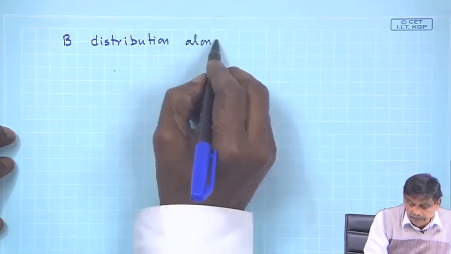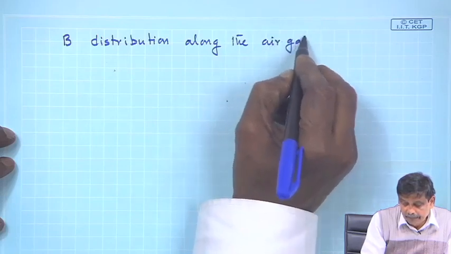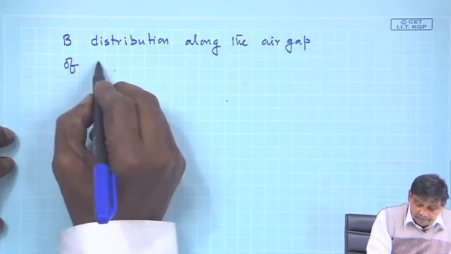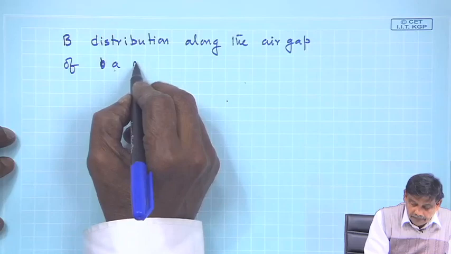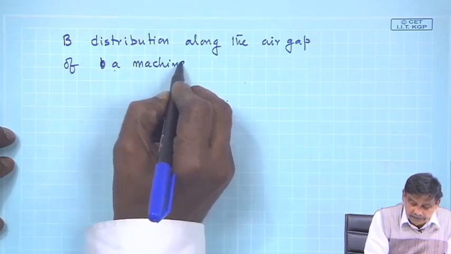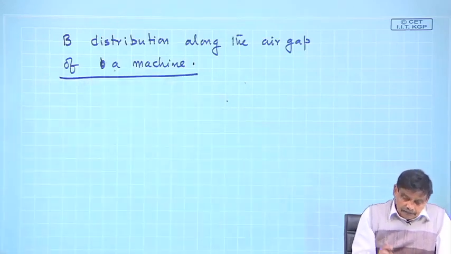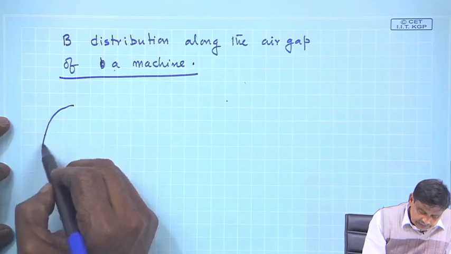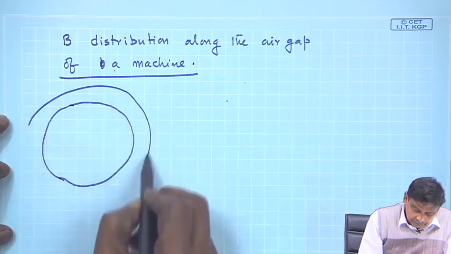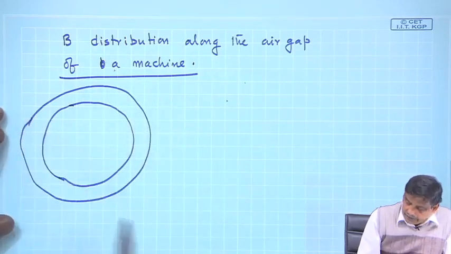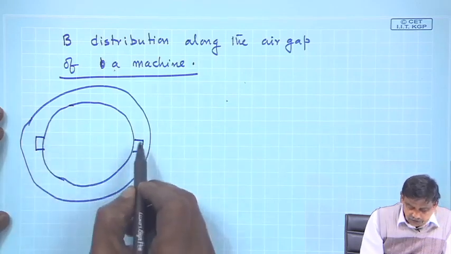along the air gap of a rotating machine, of course, of a machine. How to get it? The problem is like this: suppose this is your stator and here is a coil in this pair of slots, a 2 pole configuration.